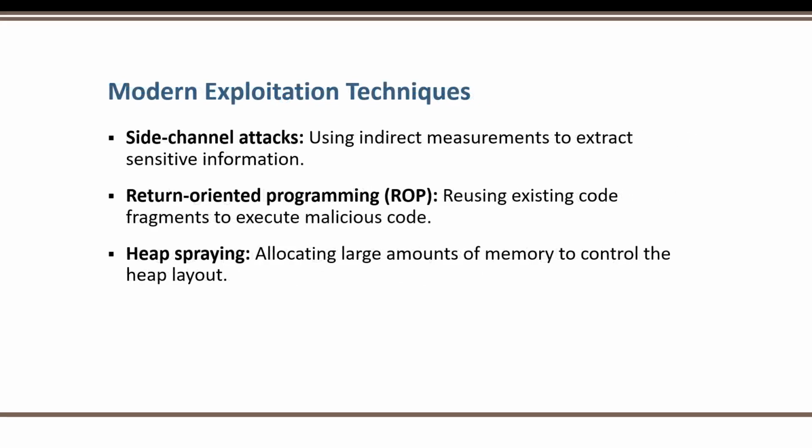Modern exploitation techniques. While buffer overflows are a common vulnerability, attackers also employ other techniques to exploit systems. Side-channel attacks use indirect measures like timing or power consumption to extract sensitive information. Return-oriented programming reuses existing code fragments to execute malicious code, bypassing security measures. Heap spraying involves allocating large amounts of memory to control the heap layout and increase the likelihood of successful exploitation. Understanding these techniques is essential for developing effective defenses against advanced attacks.